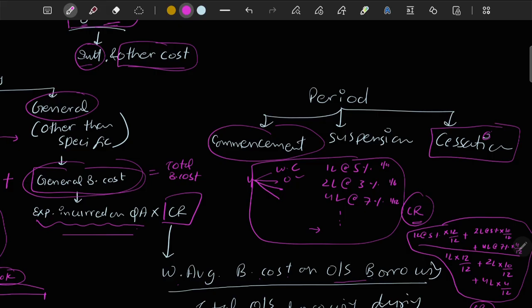And if there are certain events because of which we have to suspend our project, or we are not able to continue our project, then in that period we will not capitalize any of the cost. That is called suspension of capitalization.